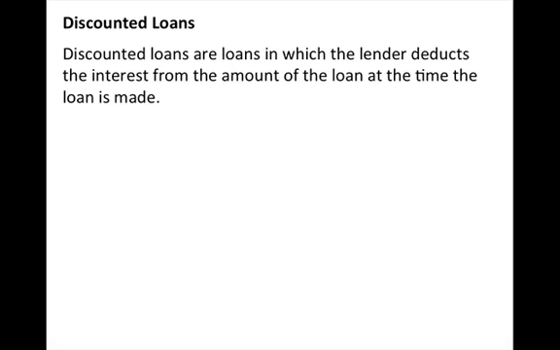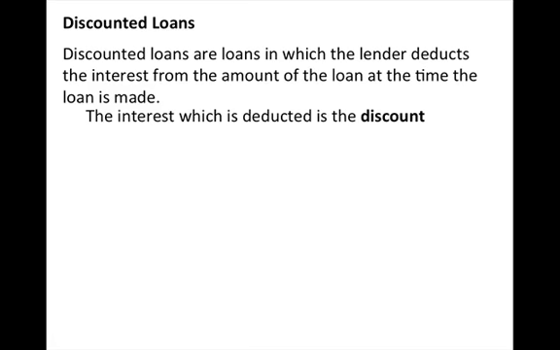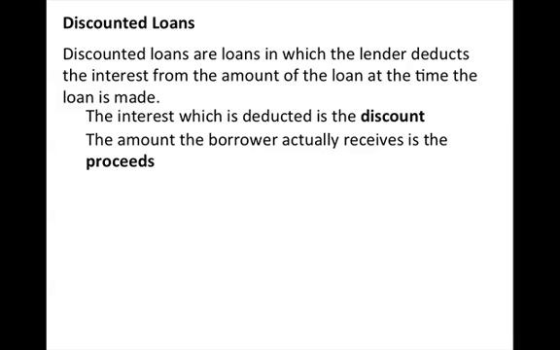Let's now look at another type of loan, and these are discounted loans. Discounted loans are loans in which the lender deducts the interest from the amount of the loan at the time the loan is made. The interest which is deducted is the discount. The amount the borrower actually receives is the proceeds.